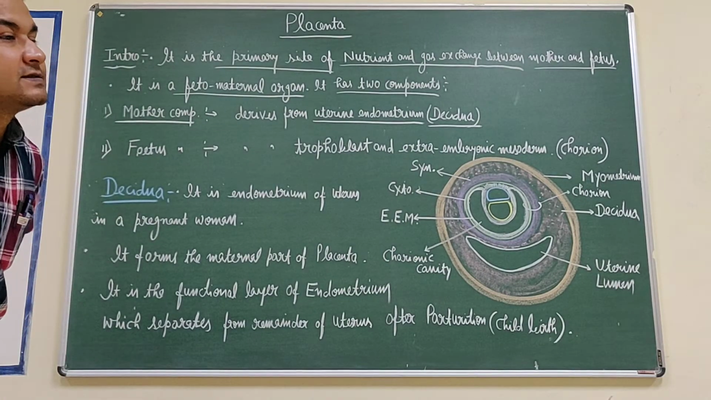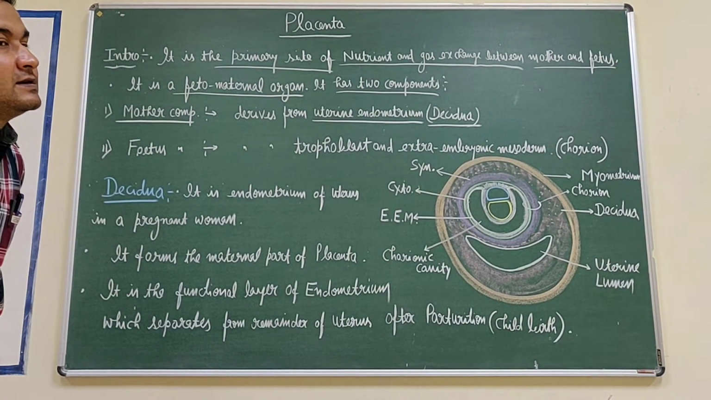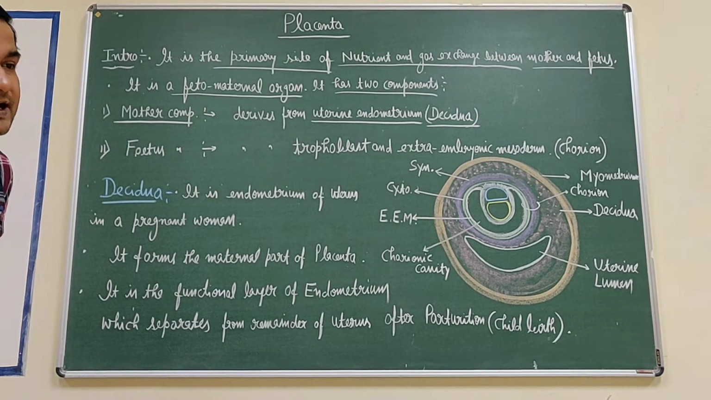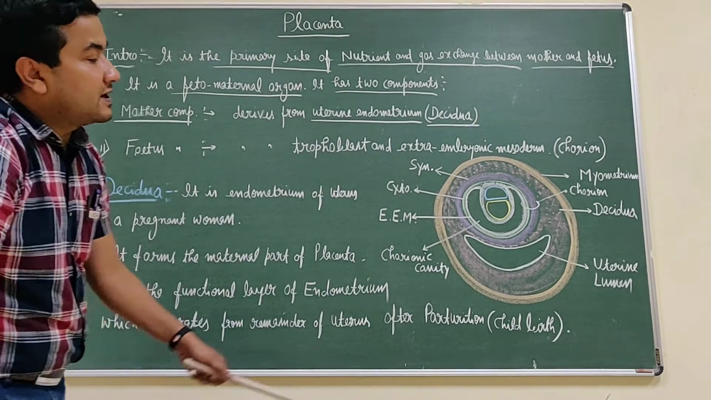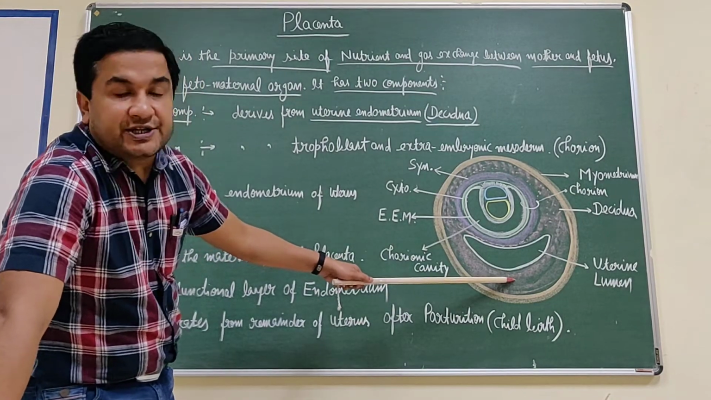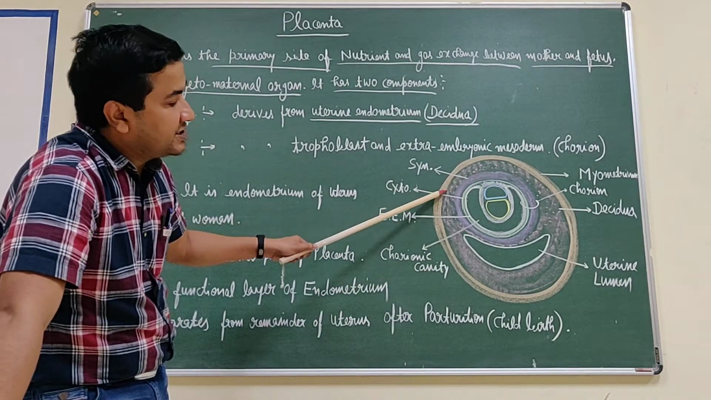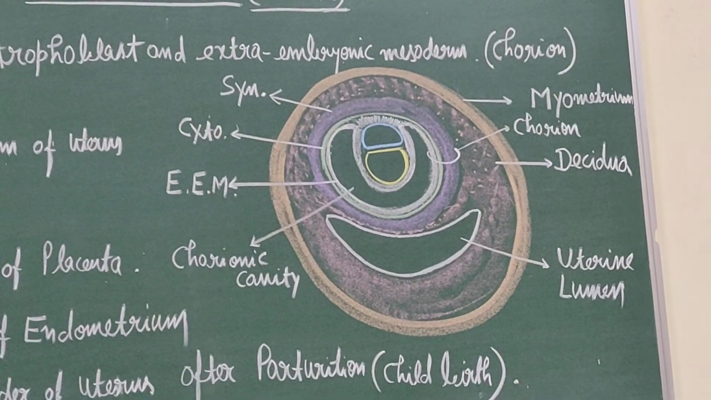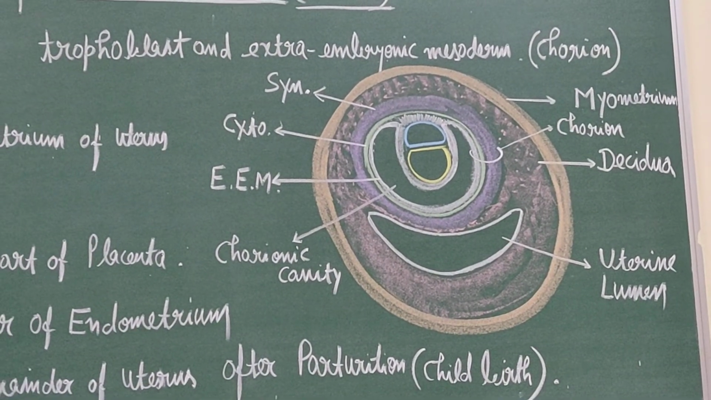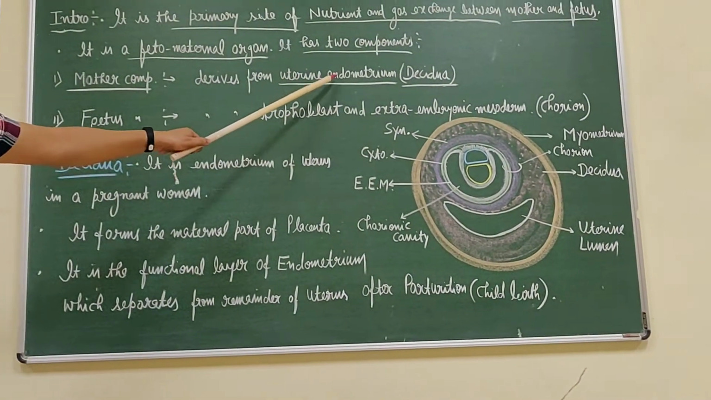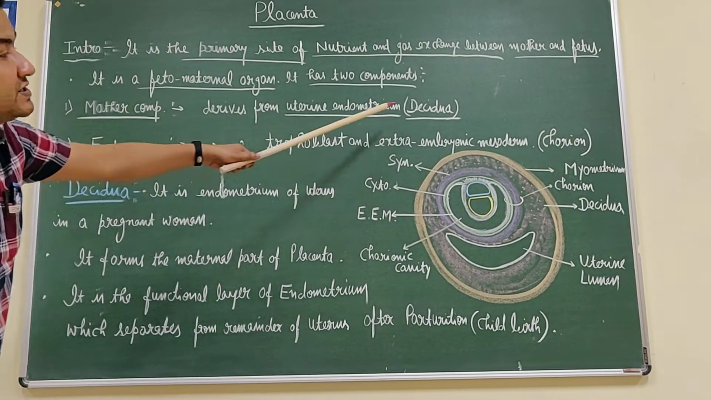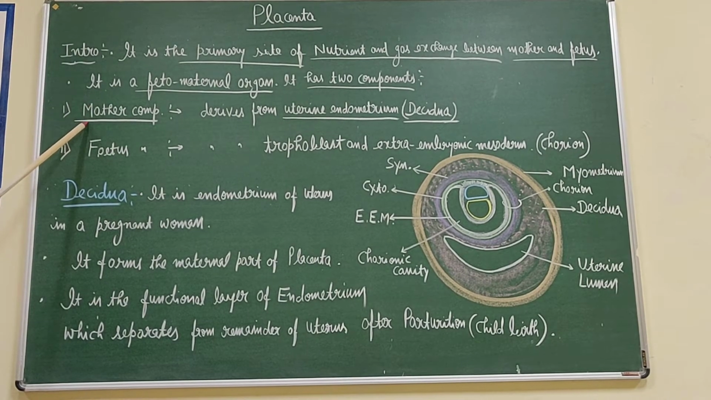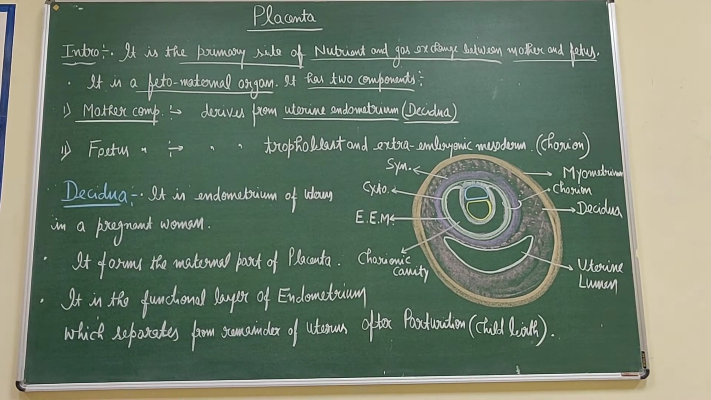The uterus has three layers from inside to outside: the endometrium, myometrium, and outermost the perimetrium. So it is the uterine endometrium, that is the decidua, which participates in the formation of the placenta.